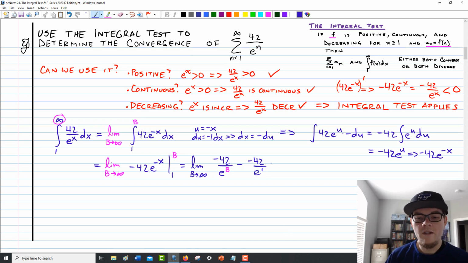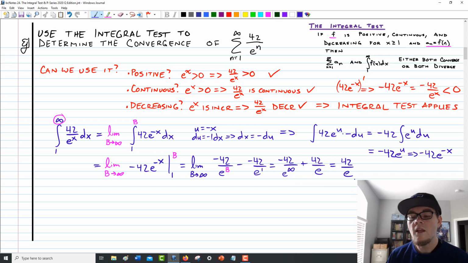So having done that, we now get to actually see what happens here. Cleaning this up and also substituting for b. So b is going to infinity, so I'll just plug it in so we can look at it. This will be negative 42 over e to the infinity plus 42 over e. But remember, e to the infinity is so big, we might as well just call it infinity. And negative 42 over infinity is just equal to 0. So that means the value of this improper integral is 42 over e, which is indeed a real number.